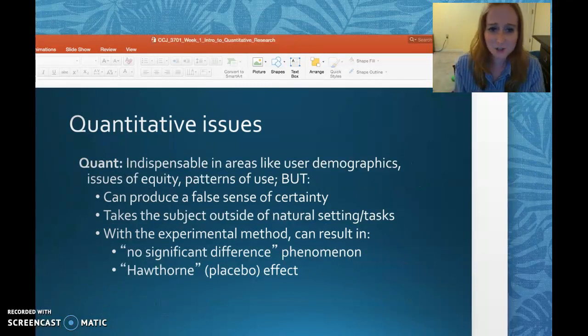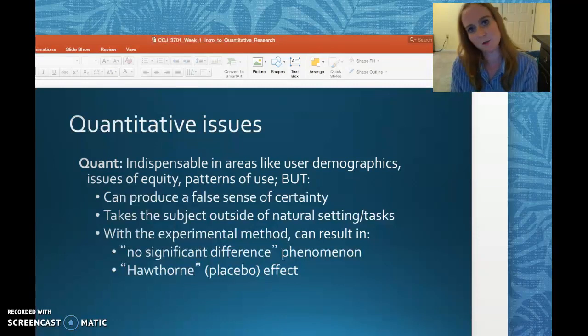So quantitative issues, we love quantitative. You'll see it in demography, you'll see it in marketing and statistics and so many places where we like to collect a lot of data and come to big conclusions about phenomena. We look at equity, we look at patterns of use, we look at experience, usually across surveys and archived data, but it can produce a false sense of certainty where we go, this is how it is and only how it is.